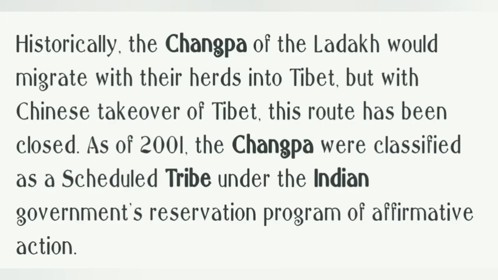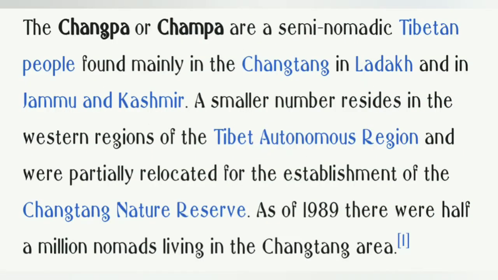So yes, Changpa were classified as a scheduled tribe under the Indian government's reservation program of affirmative action. So our second option is correct, our third option is correct. But if you look at the small portion, the Changpa of Ladakh, and then Changpa or Champa as they are called, are semi-nomadic Tibetan people found mainly in the Changtang, in Ladakh and in Jammu and Kashmir. So when the question is asking about Uttarakhand, that is an incorrect option. So our correct answer is 2 and 3.